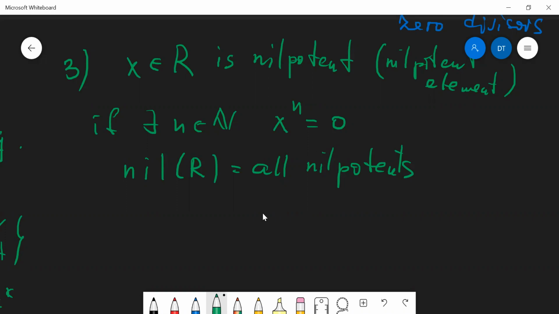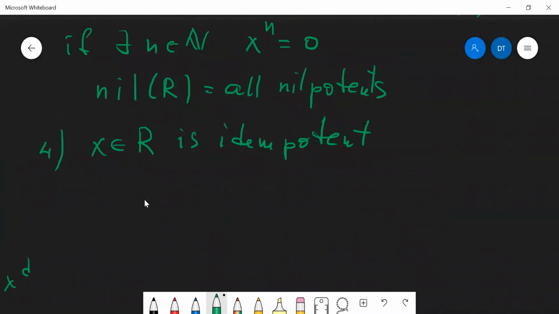And the fourth definition: we say that X from the ring R is idempotent if X squared equals X. And the set of all idempotents will be denoted by E R.